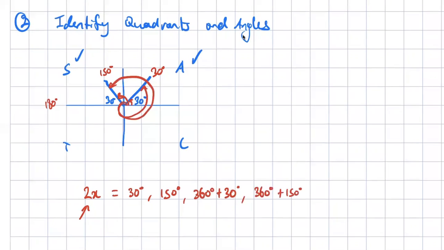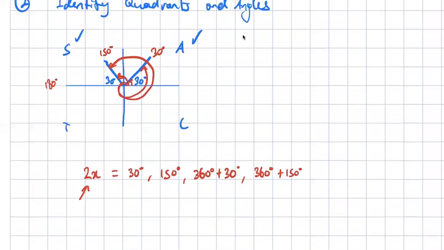All right, so tidying this up a little bit, we'll simplify this down. We'll have 2x is now equal to 30 degrees, 150 degrees, 390 degrees, because that's 360 plus 30. And then we end up with, my apologies, 510 degrees.